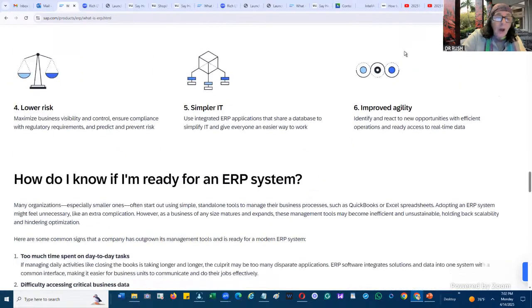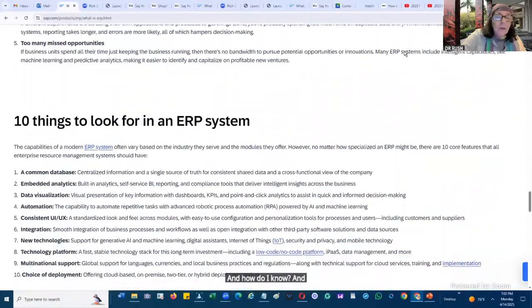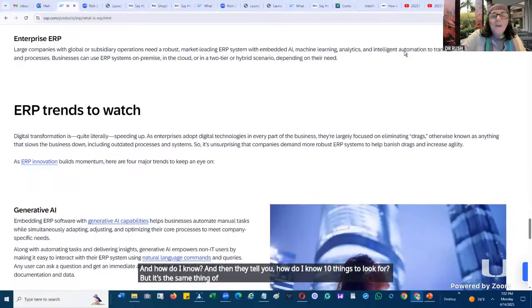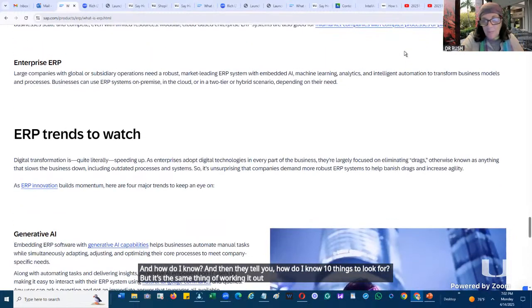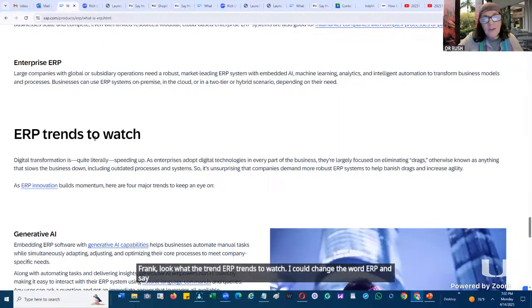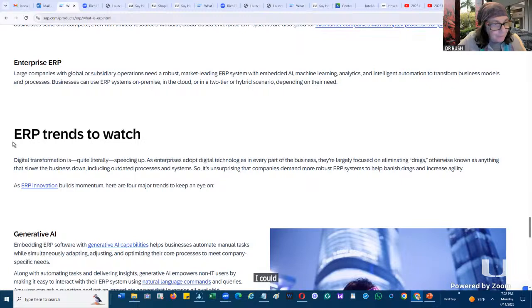And how do I know? And then they tell you, how do I know? 10 things to look for, but it's the same thing of working it out. Now, this is amazing, Frank. Look at the ERP trends to watch. I could change the word ERP and say, what are database trends to watch, right? I could say accounting software trends to watch, finance trends to watch. I don't care what it would be. What would be the trends to watch?